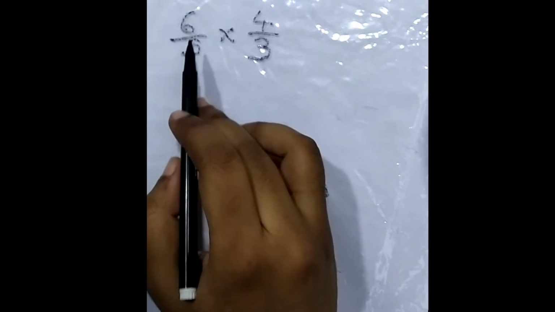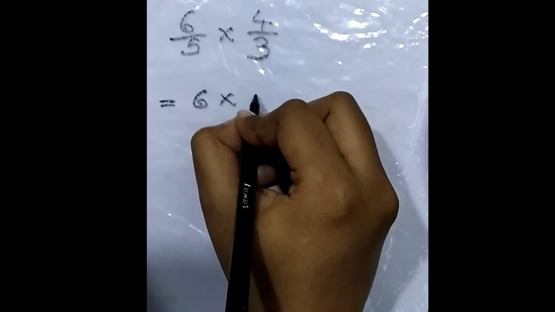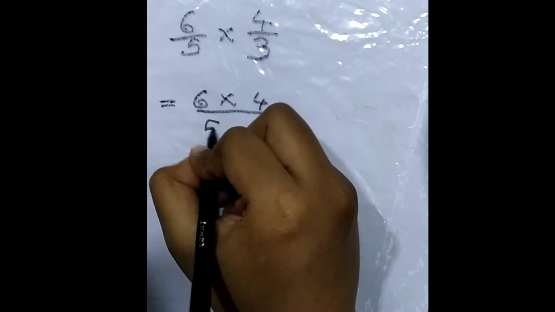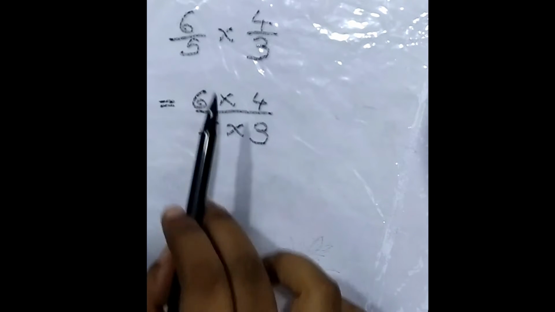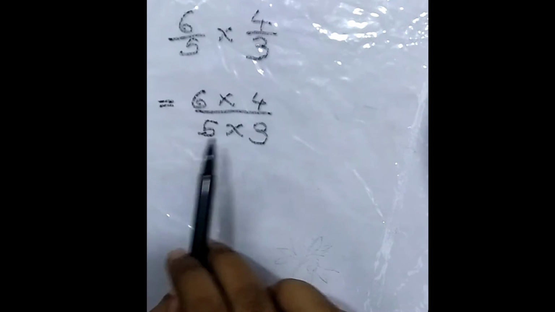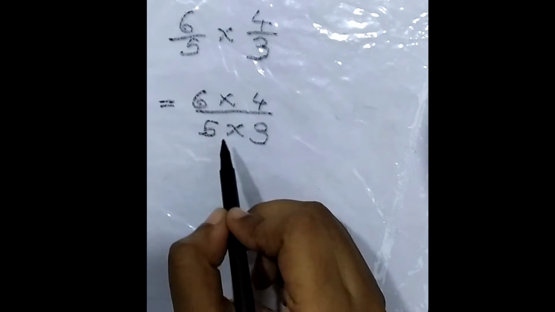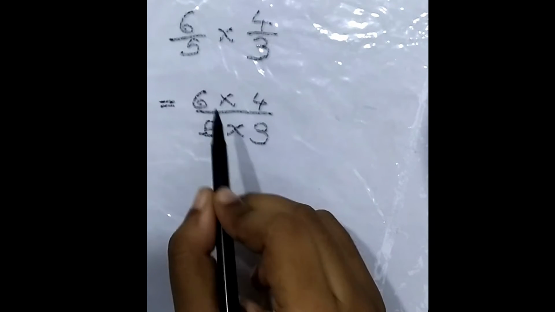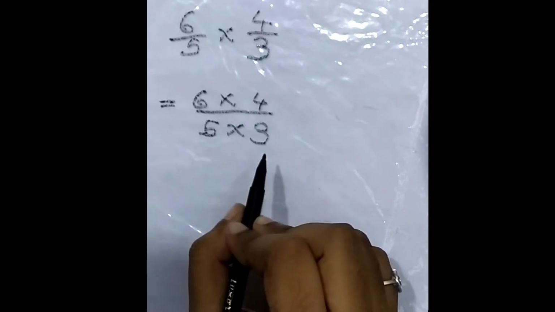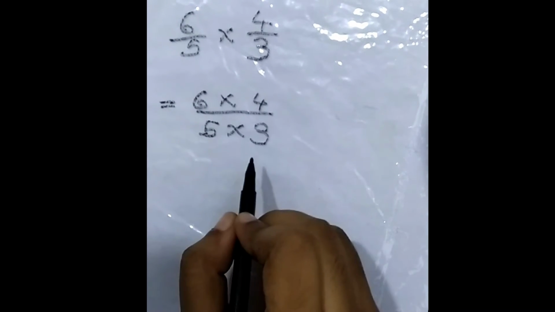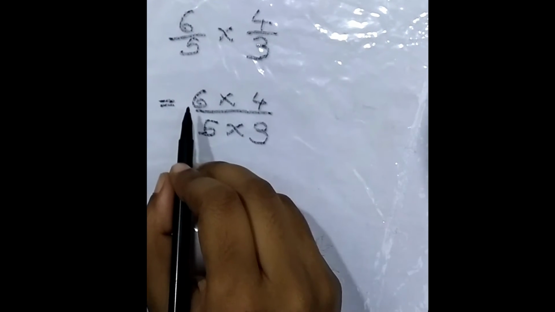The next is 6 upon 5 into 4 upon 3, equal to 6 into 4 upon 5 into 3. We are multiplying the numerators and writing it in the numerator, and multiplying the denominators and writing it in the denominator. Whenever there is a multiplication sign between numerator and denominator, we can reduce 3 and 6 here itself. 3 ones are 3, and 3 2s are 6.